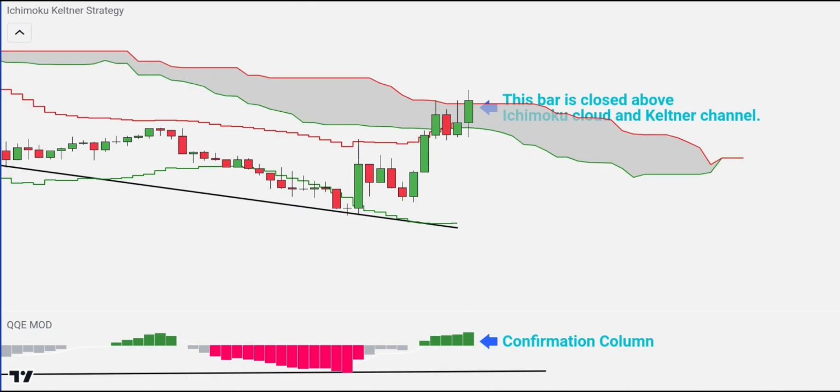As you can see, the price has reversed upward and satisfied the first rule of our core strategy. Additionally, the QQE mod indicator confirms the upward trend movement. A long position can be initiated.